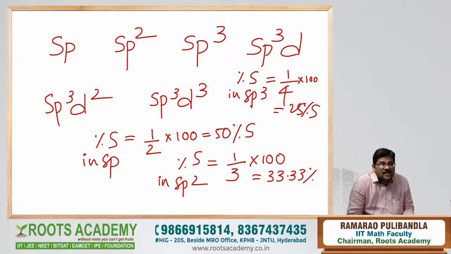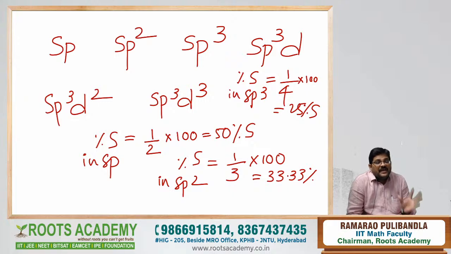sp2 means what? 1 s orbital, 2 p orbitals. That means 1 plus 2, totally 3 hybrid orbitals are there. I want the percentage of the S character: 1 by 3 into 100. That becomes 33.33% of S character. Very good.